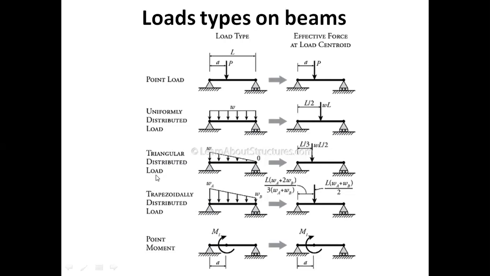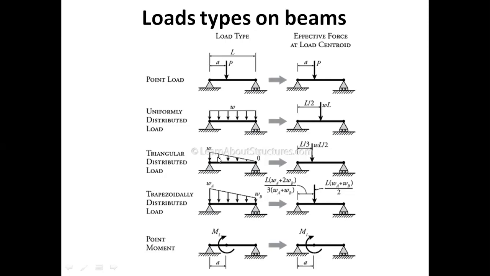Triangular distributed load. As we see, the intensity of the load is increasing in this direction, and at this point the load is W. We call this a triangular distributed load or uniformly varying load. It is known as uniformly varying load, as we see that the load is uniformly varying as we move along the length of the beam.